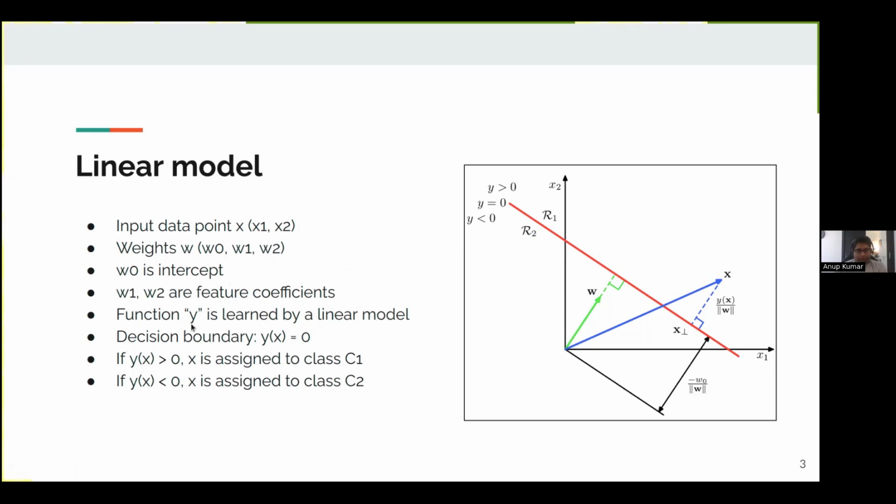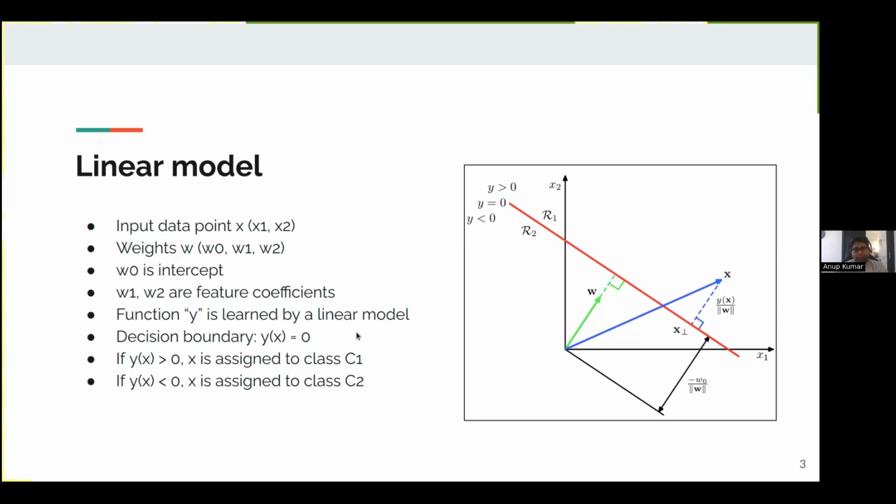We learn a function y, which is in terms of x1, x2, and W1 and W2, to create a decision boundary for a two-class problem. Here, the decision boundary can be given by the equation y(x) equal to 0. When we have such values of x that set this equation to 0, then the classification boundary is represented by that. And our model, a linear model, learns this equation.